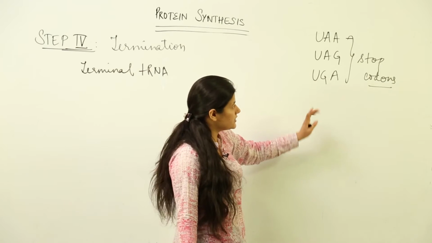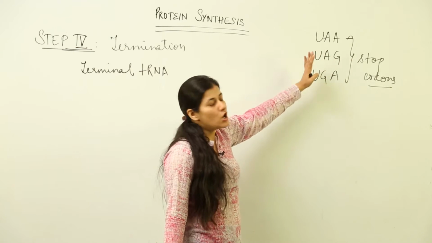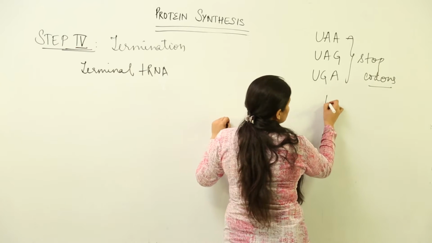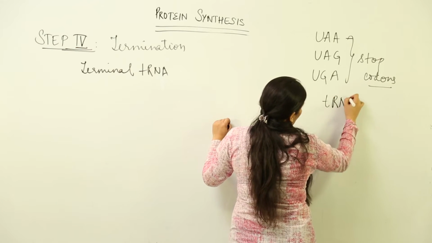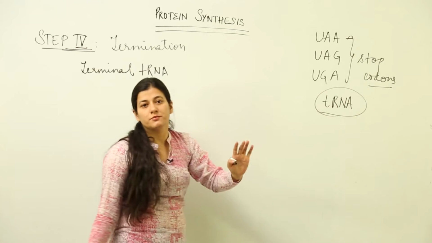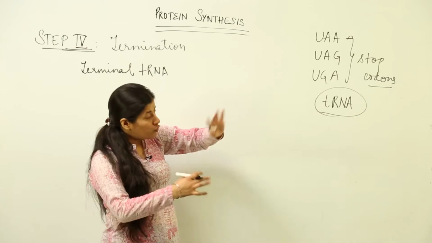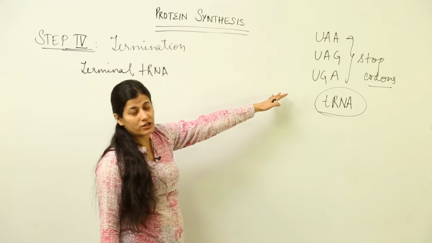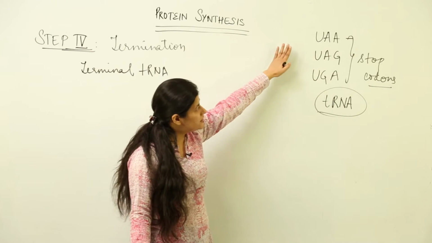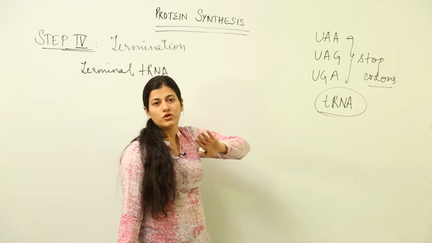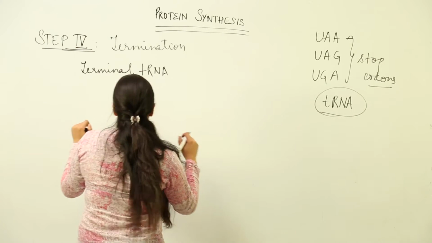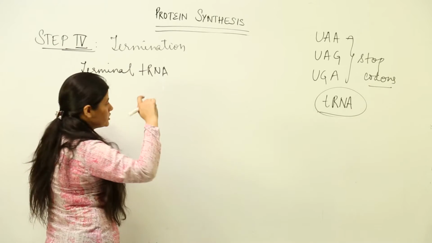It comes to a standstill because these codons or these sequences on mRNA do not have any corresponding tRNA. No arrangement of tRNA is possible where the anticodon loop would be having an arrangement corresponding to these sequences. Or simply you can say that these 3 codons do not have any corresponding tRNA.